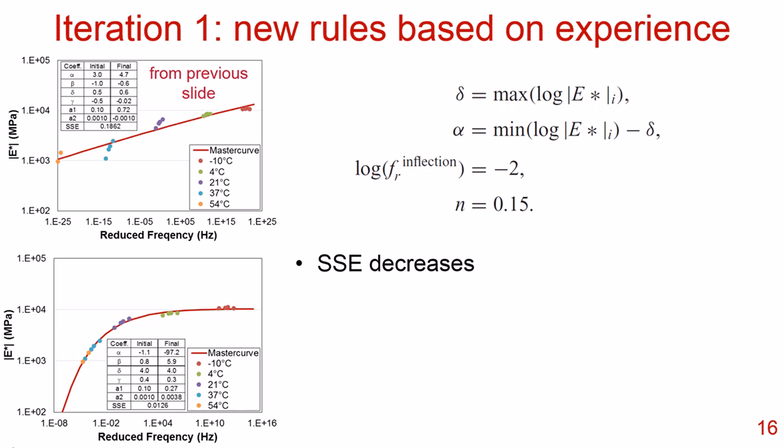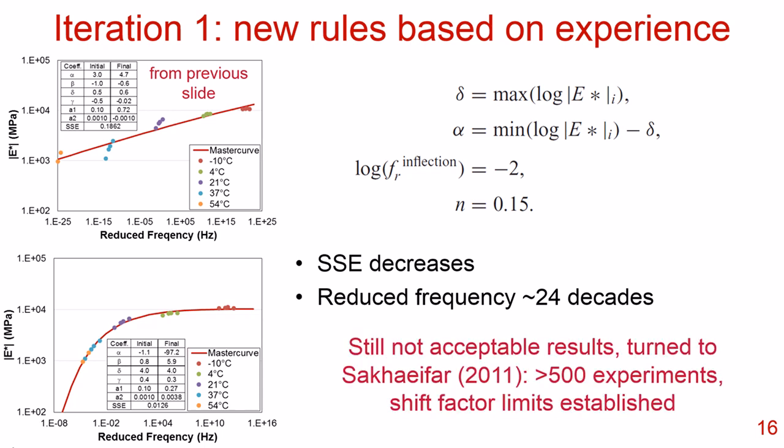That SSE is comparable with some of the other ones we got. But our reduced frequency is still approximately 24 decades. So there's very large spacing in our isotherms. The actual data are not overlapping at all, which is worrisome. So then what we did is we turned to a Schaefer paper from 2011, and I apologize if I mispronounce your name, but this was from over 500 experiences, and some more limits were established for shift factors. So they went a little deeper into this work.